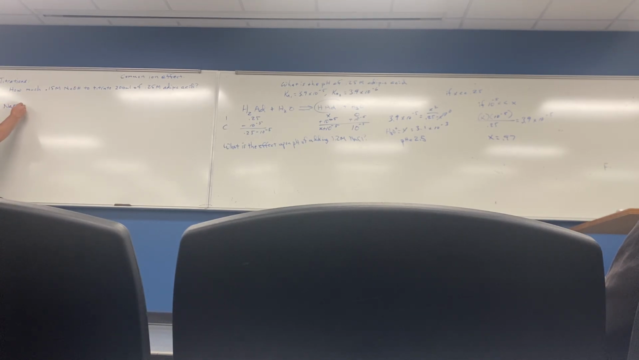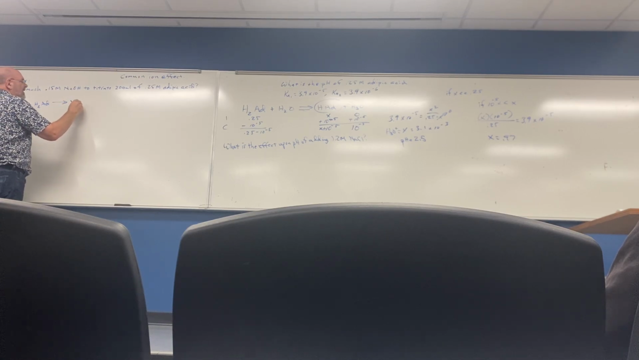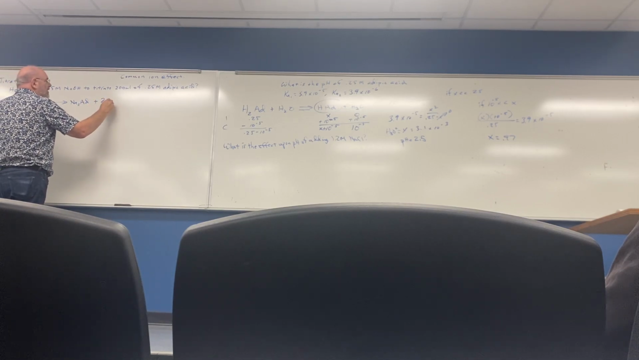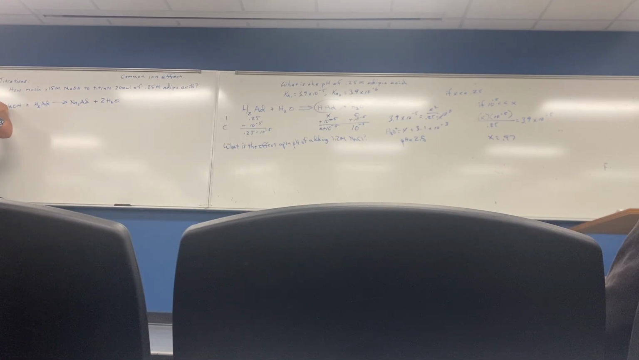NaOH is going to react with H2 adipate, whatever that is, to give me Na2 adipate, whatever that's called, and looks like 2 waters. Looks like I need 2 of those. That was 2, right?